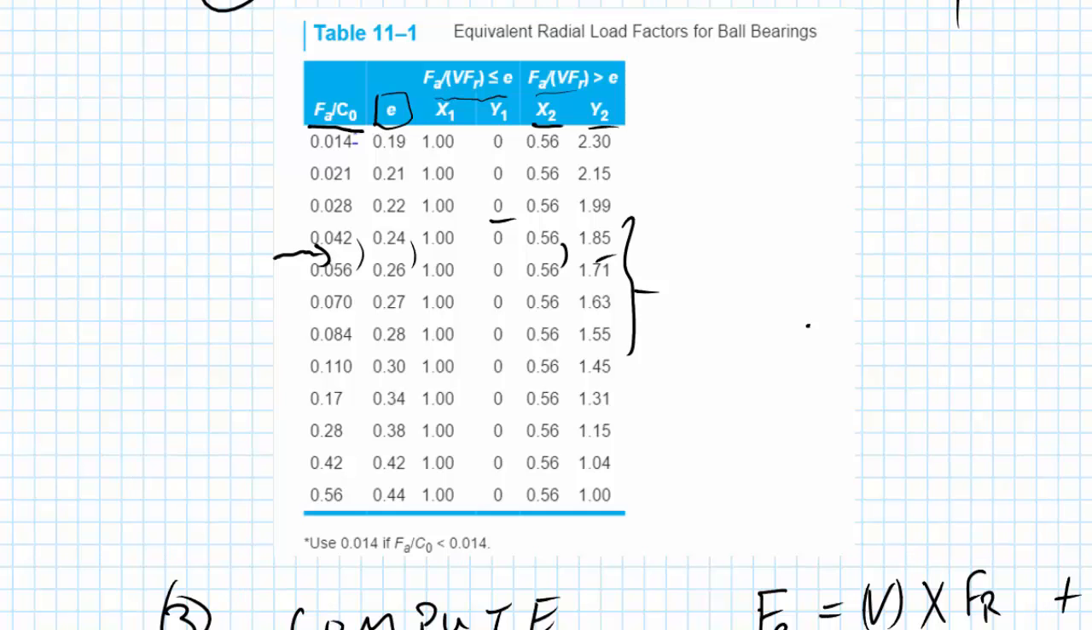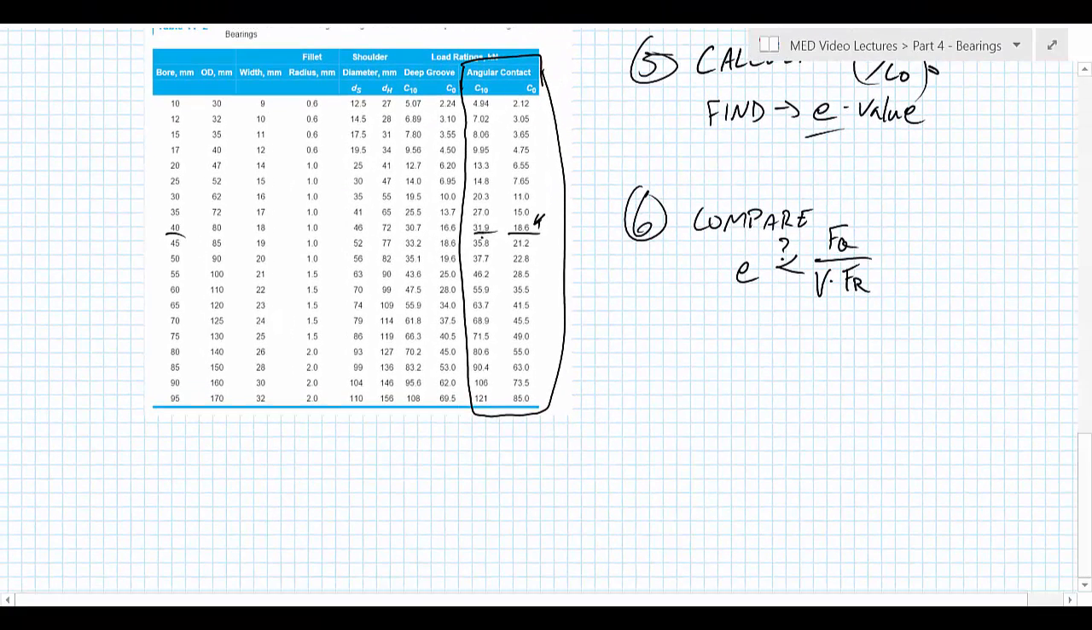If our factor FA is larger than this E value we calculate, then we're going to be in this column, this X2 and Y2 column. So if that's the case, then we need to estimate where we would be. If we are in this column and say our E value was 0.25, that means we can linearly interpolate. X is our constant, so it's 0.56. And the Y is somewhere between 1.71 and 1.85. If it was halfway between the E values, we can also put it halfway between there. It's going to be something like 1.79. So we'll compare our E value and use that comparison to find new values for our X parameters and our Y parameters.